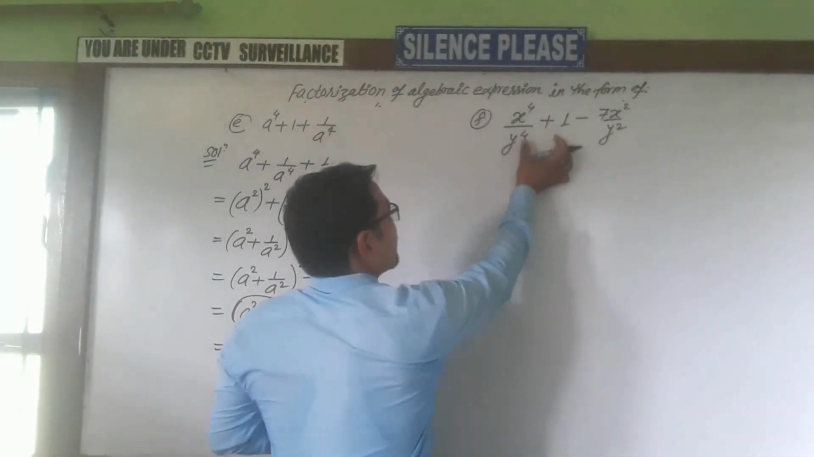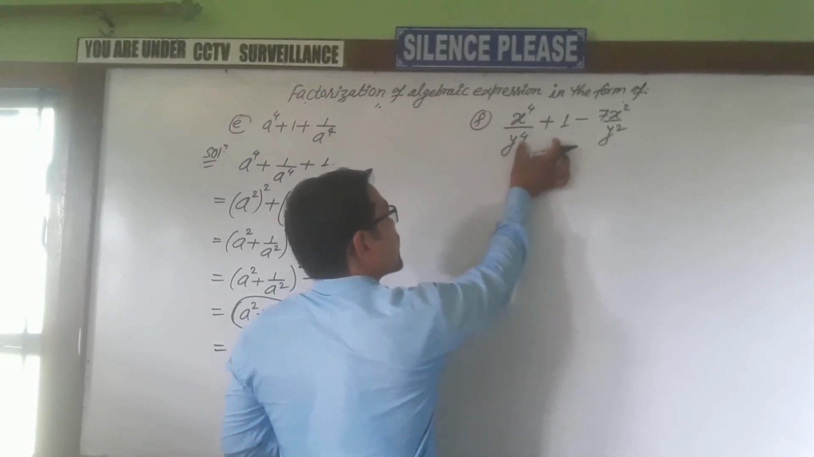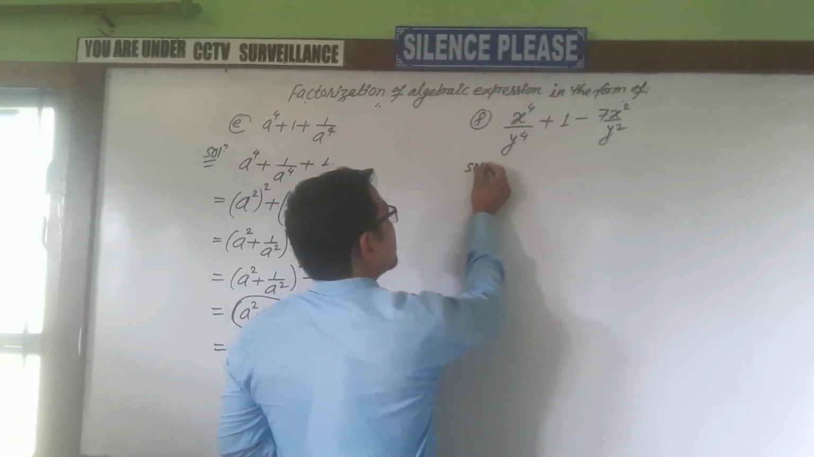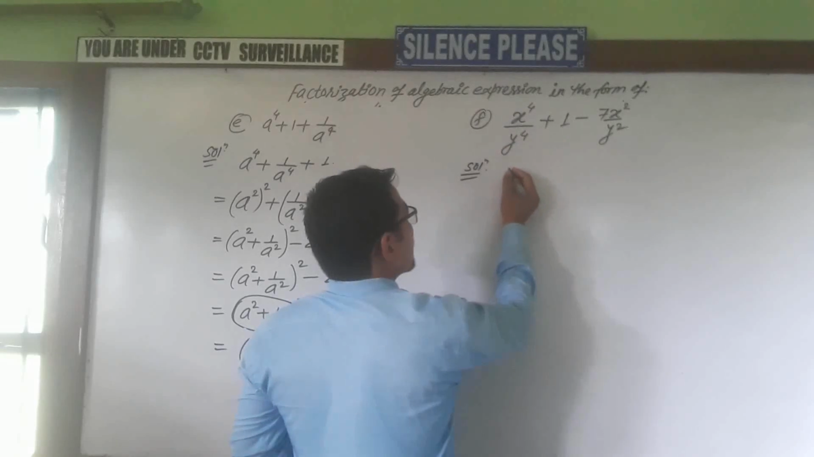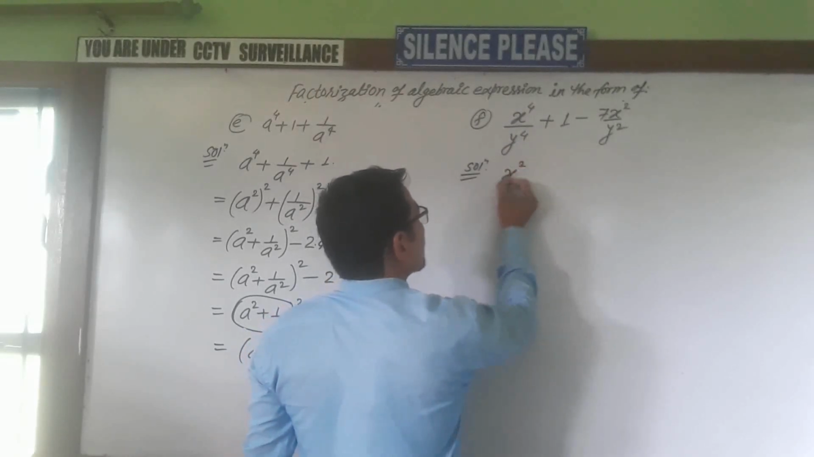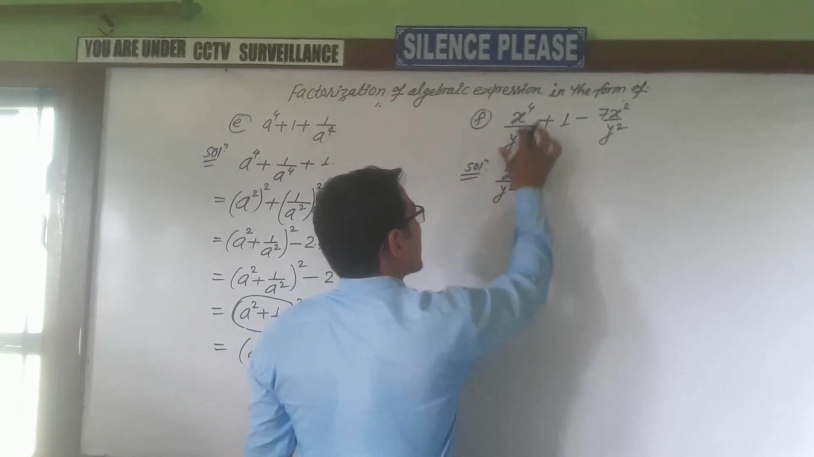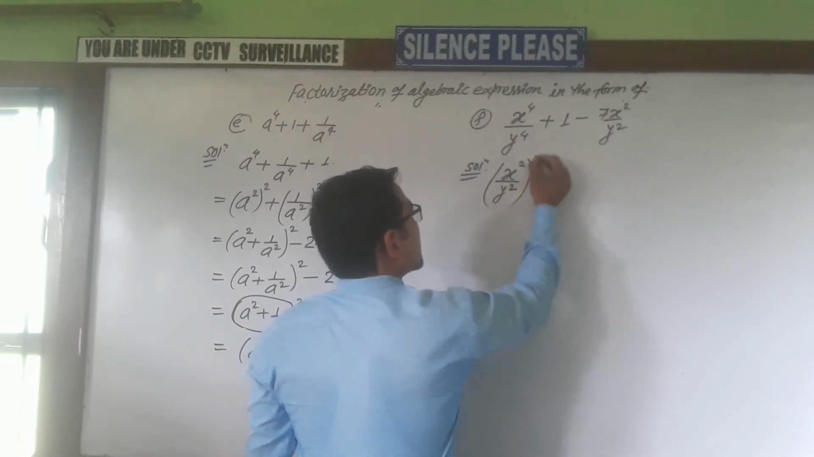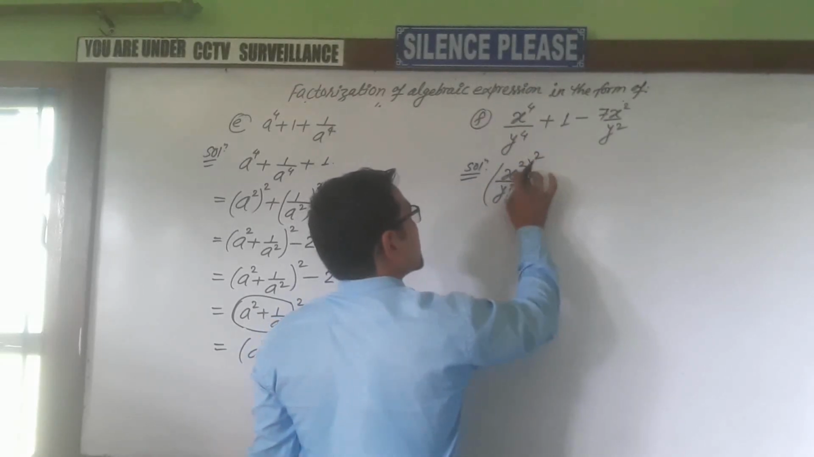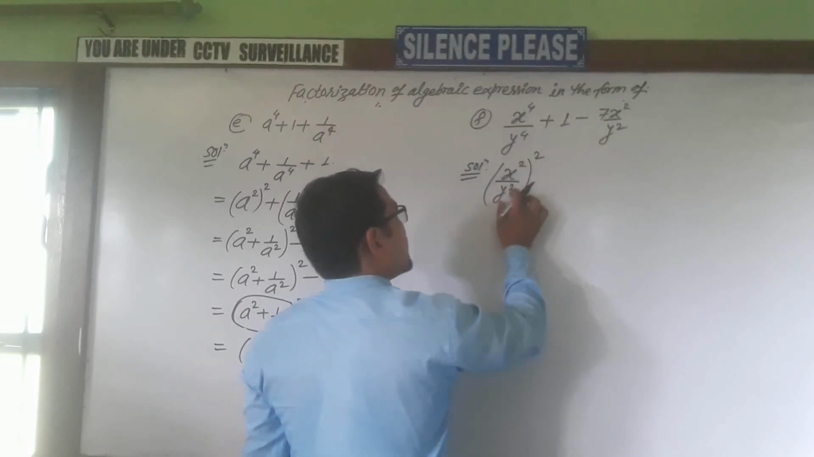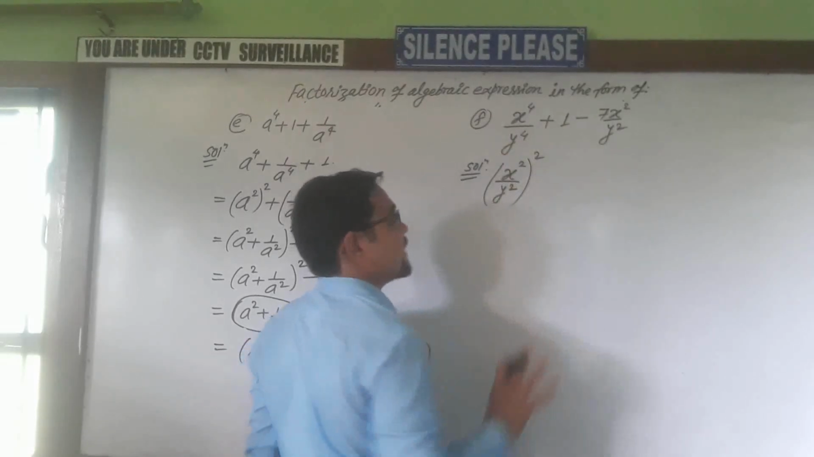So we can make this a² + b², these first two terms. The solution we write here: first of all, a² means x²/y². This is a. We consider this whole squared, so a² becomes (x²/y²)², that is x⁴/y⁴, then plus 1².